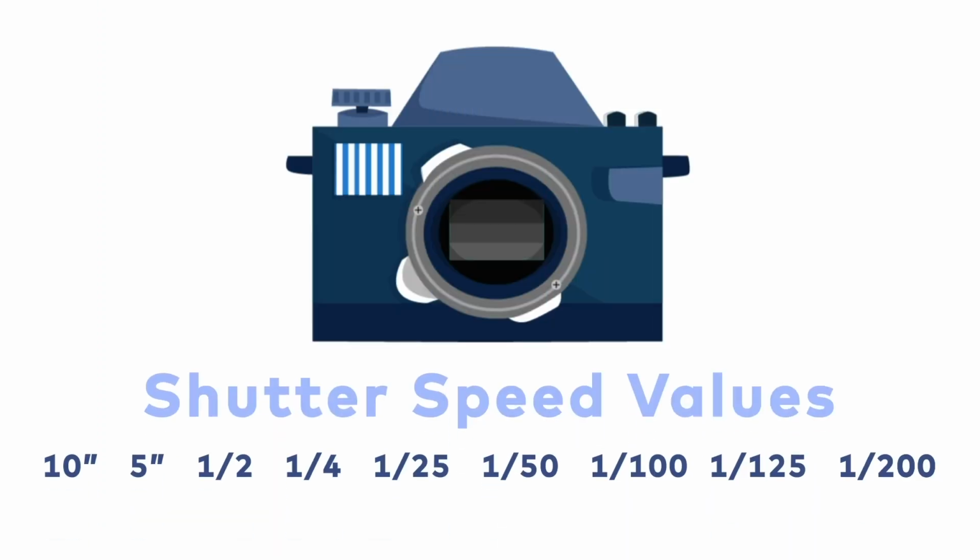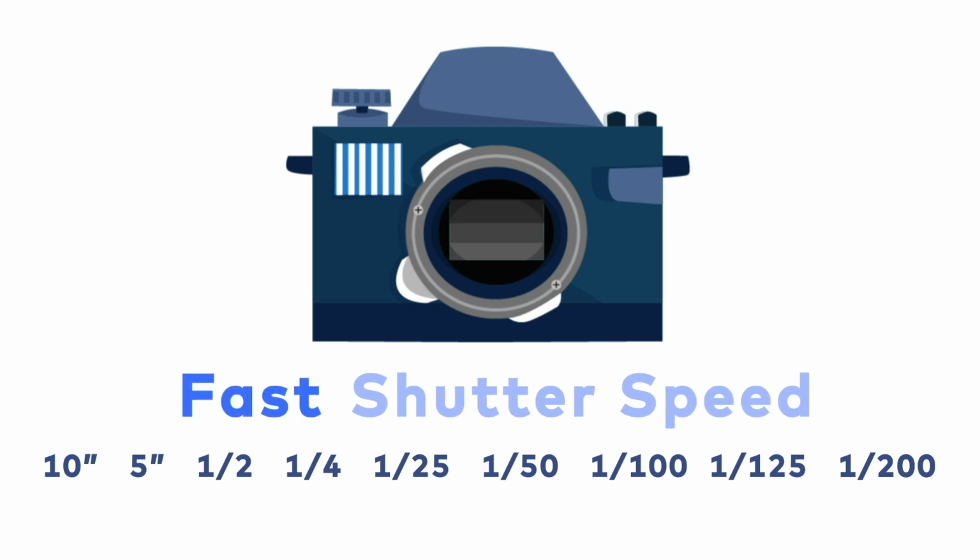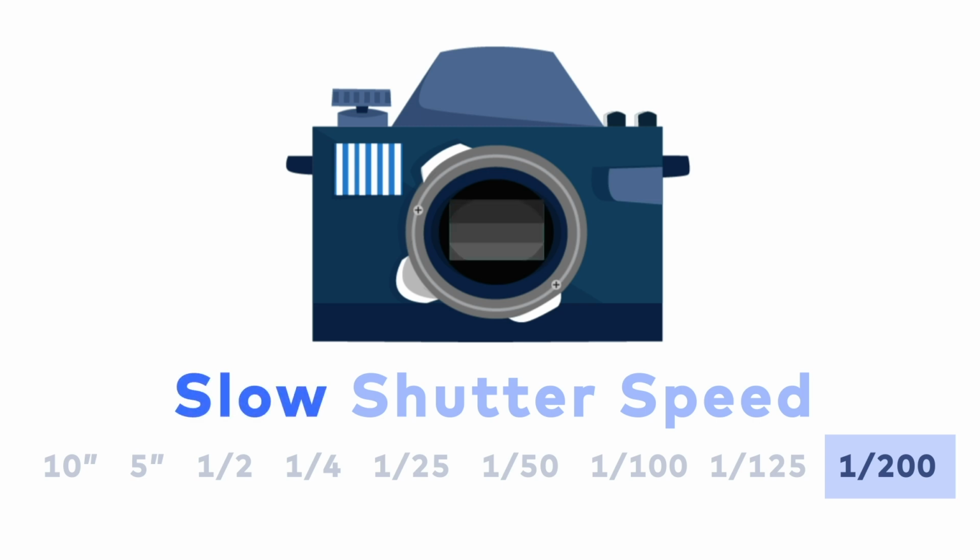Shutter speed is usually measured by these values. Faster shutter speeds are expressed by small numbers like 1/200. A shutter speed like this means your shutter will open for only 1/200th of a second. Slower shutter speeds are expressed by larger numbers like 10. A shutter speed like this means your shutter will open for 10 whole seconds.